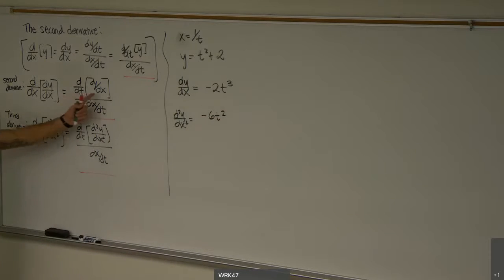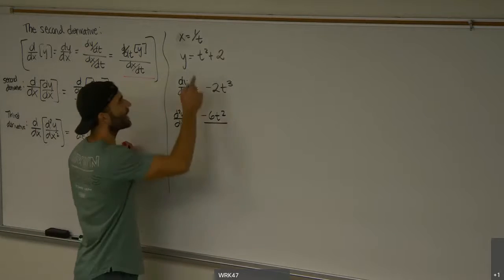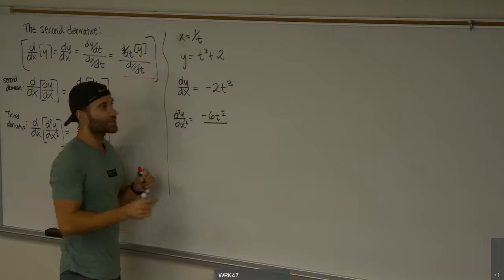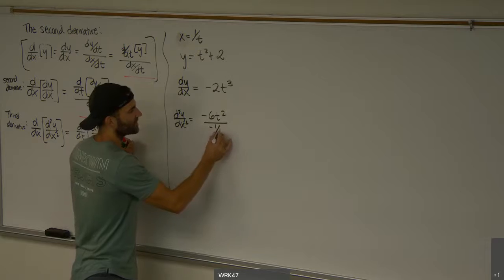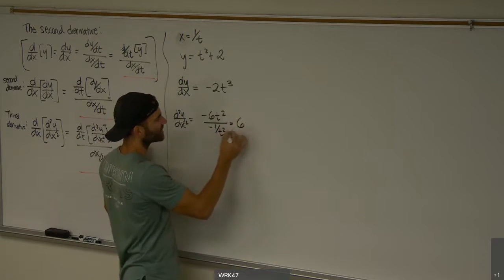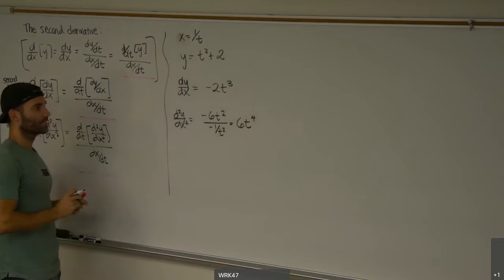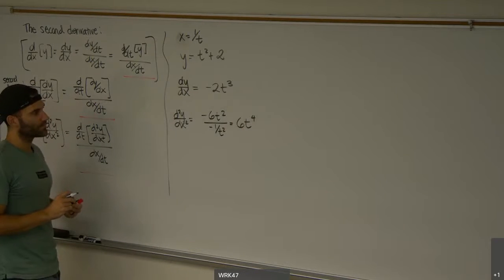That's the numerator. But then that gets divided by dx dt. And so now I need to divide it again by the derivative of the x function, which was negative 1 over t squared. And so the second derivative becomes 6t to the fourth. Multiply by the reciprocal. Negative, negative makes positive.